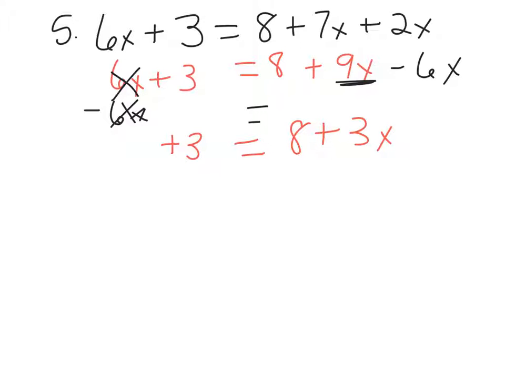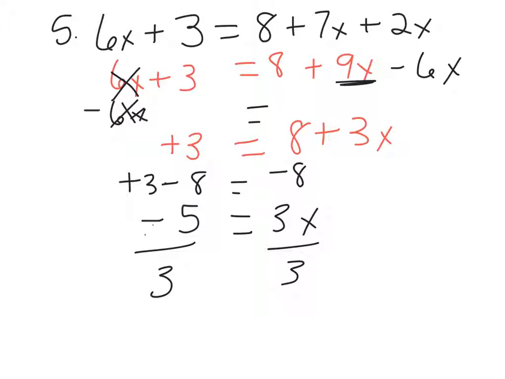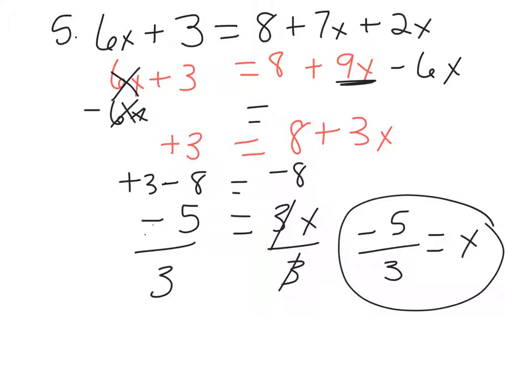Now we need to get rid of the 8 here. Plus 8 equals plus 11. Oh, sorry, I wrote that wrong. It's a negative. And so my answer is negative 5 equals 3x. We need to get rid of the 3. And now we have negative 5 over 3 equals x. I know that looks really, really strange.